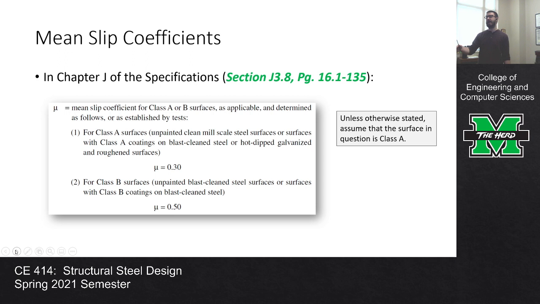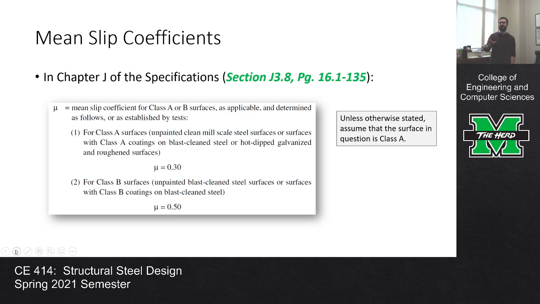The way that we handle this in the spec is we either have Class A or Class B faying surfaces. This has changed from spec to spec. In the previous spec I think we had Class A, B, and C. And I think you can find different definitions in the bridge spec versus the building spec. That can change a little bit depending upon the conditions. But for the steel manual, there's only two. It's either 0.3 or 0.5.